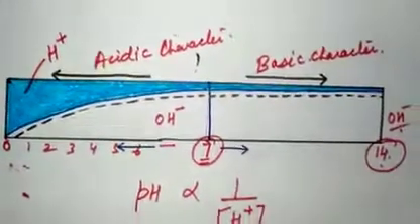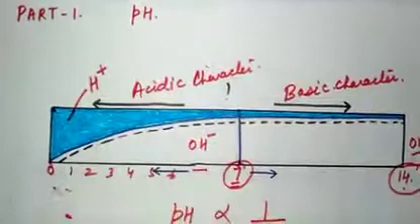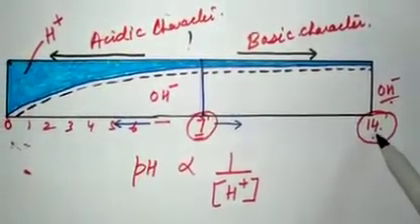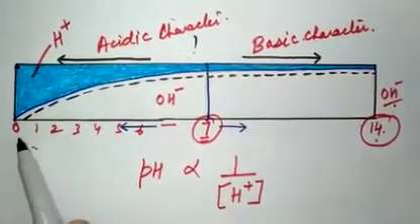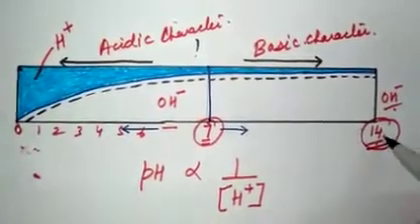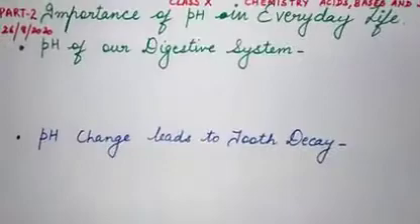Hello students, in part 1 of the video on pH, I mistakenly said 4 here instead of 14. So you should remember that the pH scale is from 0 to 14, okay, not 4. This is 14, right?